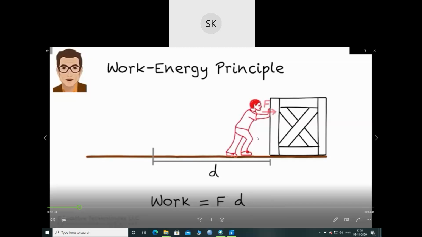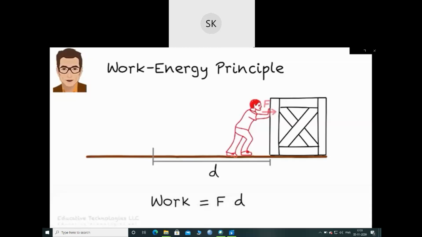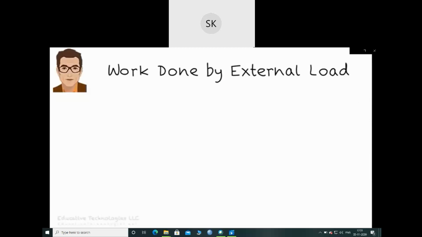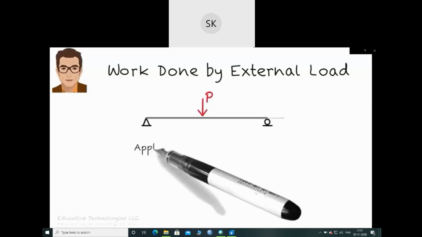The above definition assumes that the object is free to move. When it comes to stable structures where rigid body movement is not permitted, the system is not free to move. Therefore, the above definition needs to be altered a bit. Let's see how much work takes place when a vertical force is applied to a beam. Suppose we have a simply supported beam subjected to a concentrated load at the midspan like this.